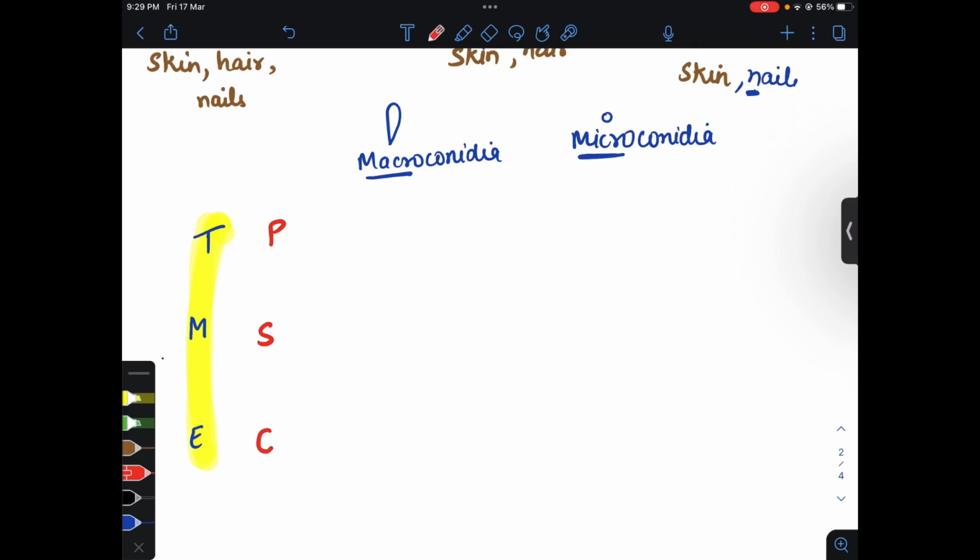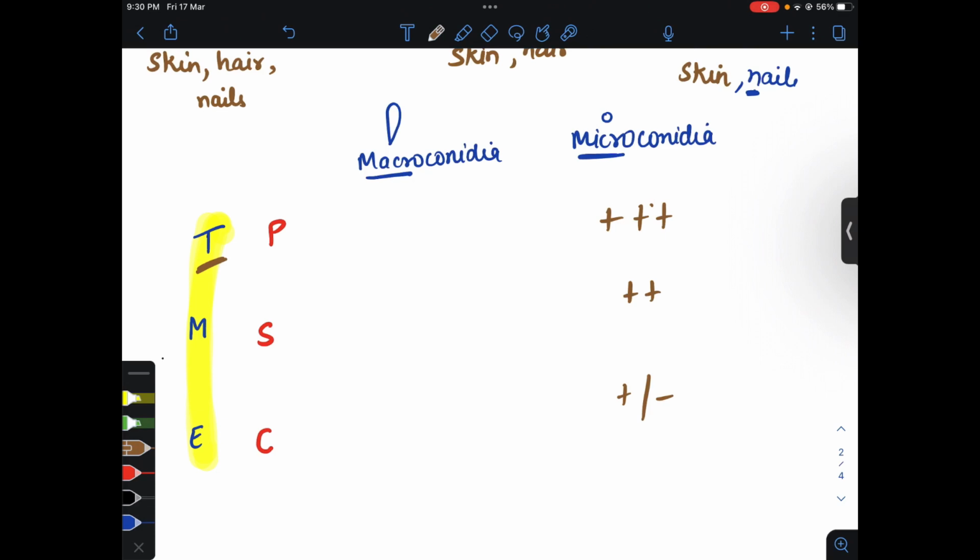So here, what is the PSC? First we have to remember the TME sequence, TME, telegram channel. Then in microconidia, the quantity decreases. First we see lots of microconidia in trichophyton, then in microsporum the quantity decreases, while in epidermophyton the quantity is absent, or maybe only one or two are present.